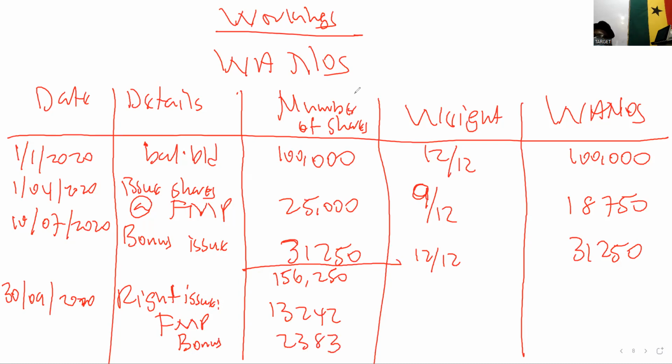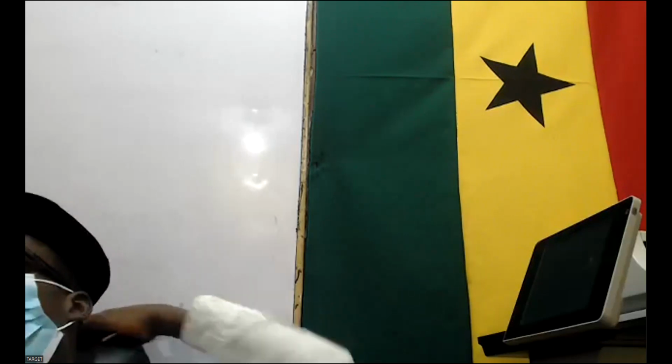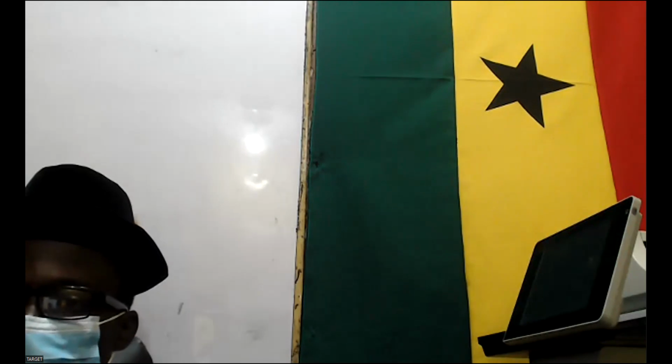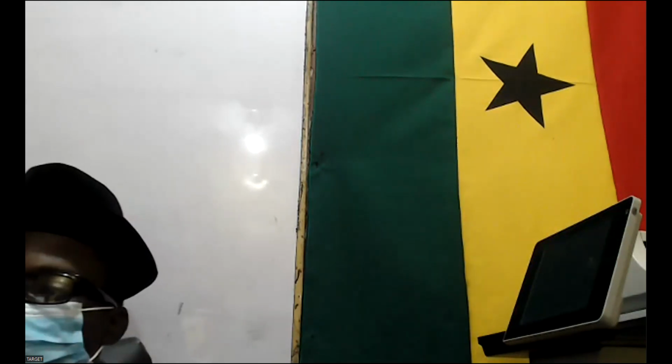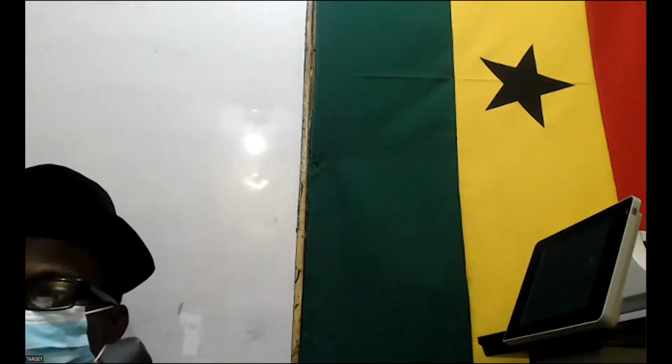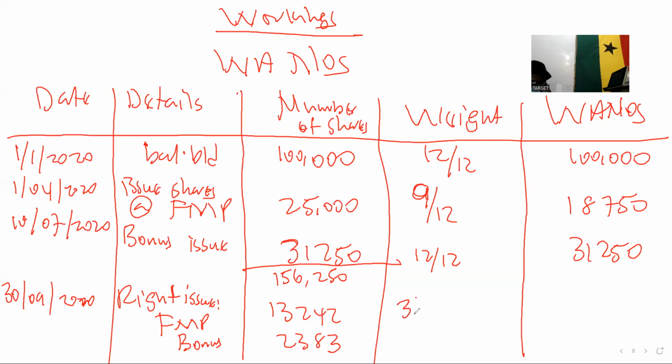Now do the needful and weight them. From 30th September up to the year end, how many months? 3 months, yes, we finished 3 months. So that will be 3 out of 12. Do the calculation for us. Bonus will be 12 over 12. We don't weight bonus.